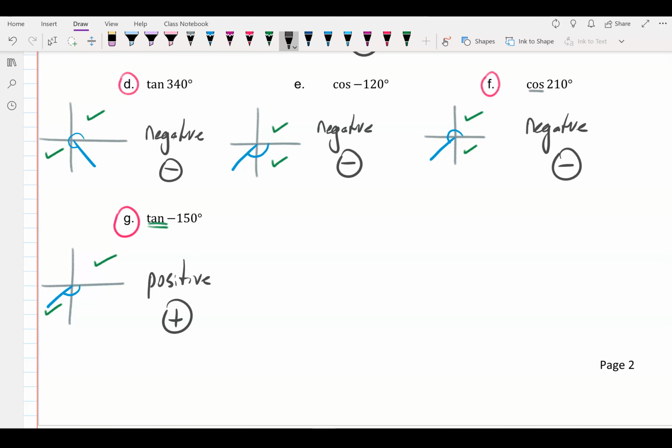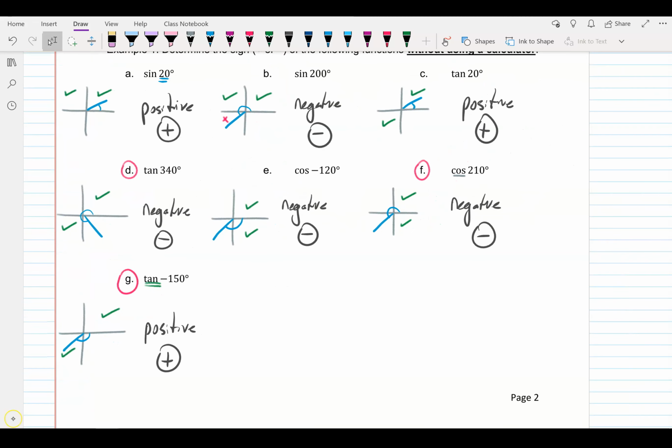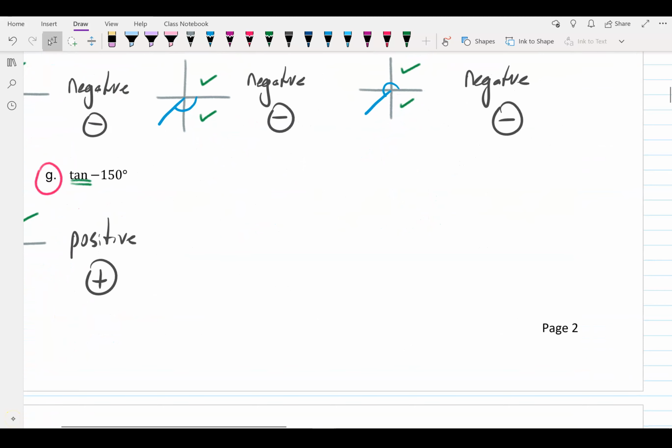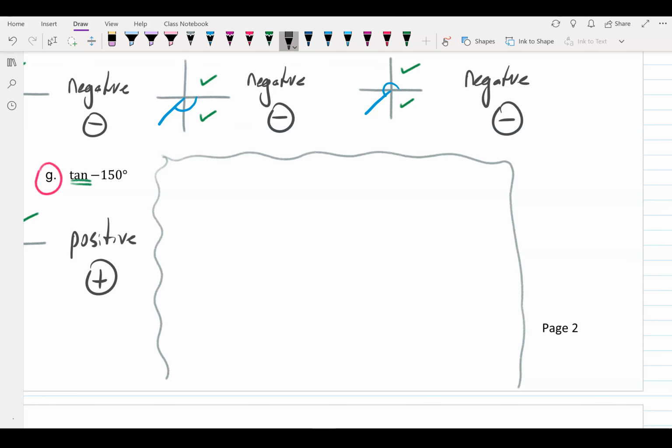So hopefully you can make sense of that. It's negative 150, which is in that third quadrant there. That's a quadrant where tan is positive, and so we can say that the angle is going to be positive. So I'm going to write you a little summary here just so you have something to remember this by. You don't need to write it down, but just something that you might want to write down just to remind you how to do this.